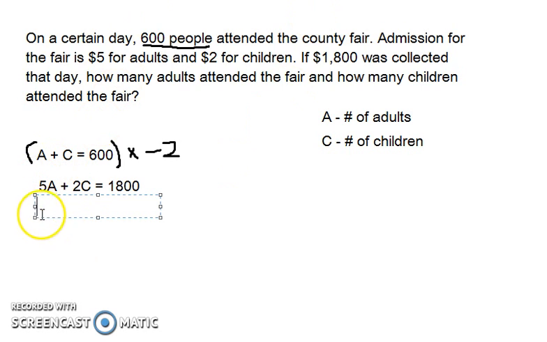That will give us -2a minus 2c equals -1,200. Because -2 times a is minus 2a, -2 times c is minus 2c, and -2 times 600 is -1,200.